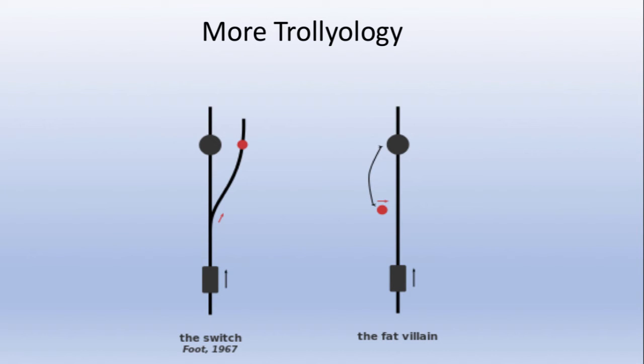Are you willing to push this person into the way of the oncoming trolley? And if so, why? How do you justify that if you weren't willing to push the fat man off the footbridge? What exactly has changed?